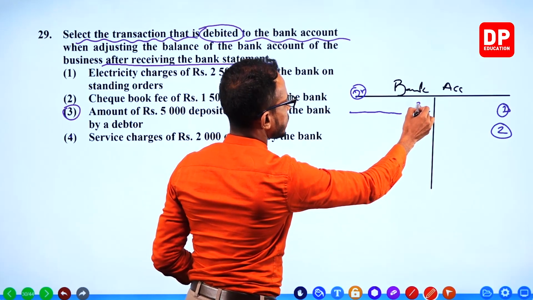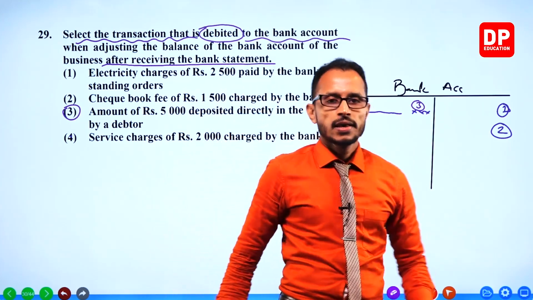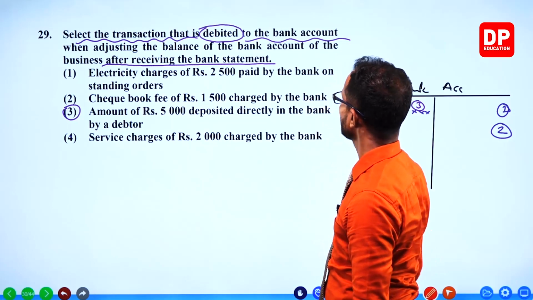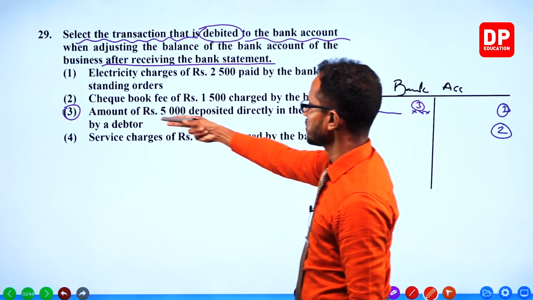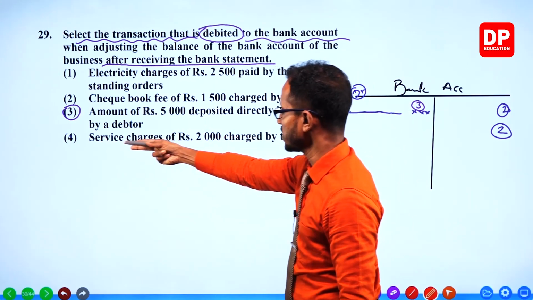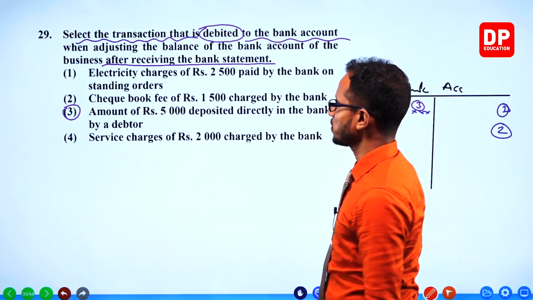Third one is the debit. Yep, so the debiting transaction should be this one. Again, service charges, it's a credit one.